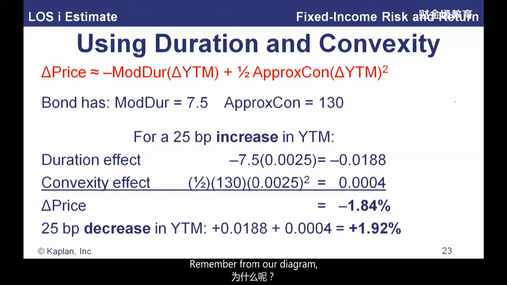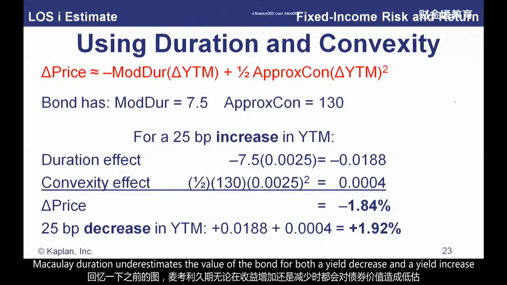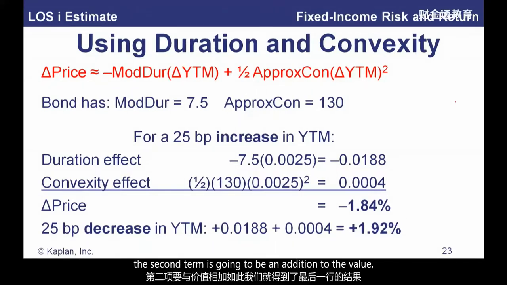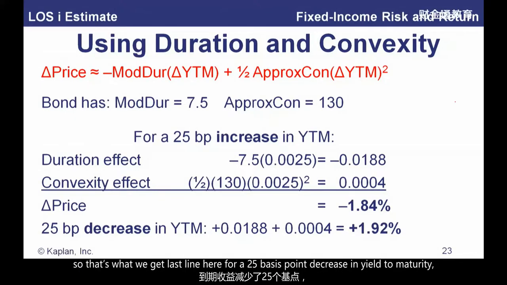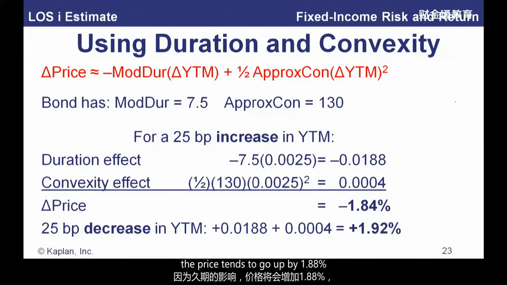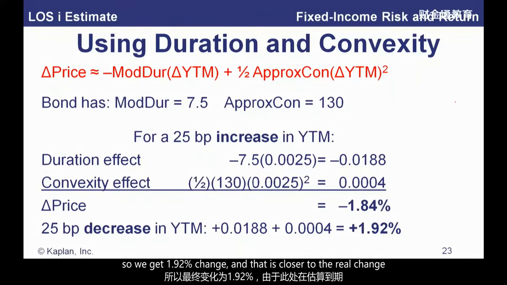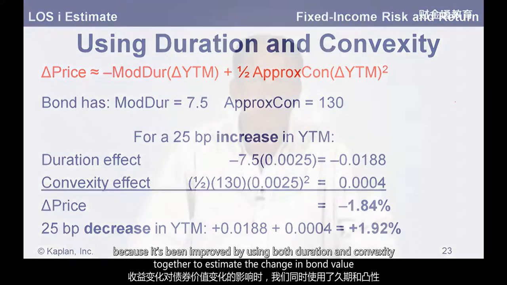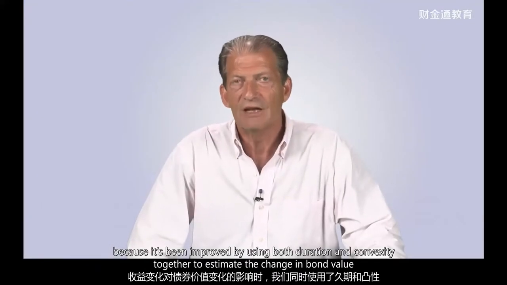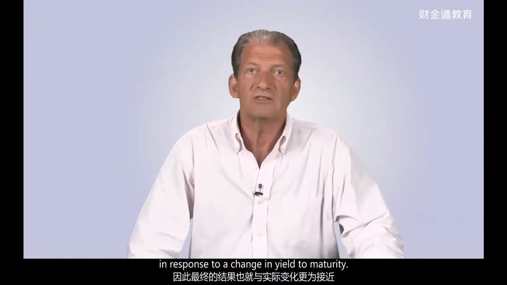And why? Well, remember from our diagram, Macaulay duration underestimated the value of the bond for both a yield decrease and a yield increase. So that's why with positive convexity, this second term is going to be an addition to the value. So that's what we get in that last line there for a 25 basis point decrease in yield to maturity. The price tends to go up by 1.88% because of its duration, and because of convexity, we're adding another 4 basis points to that, so we get 1.92% change, and that is closer to the real change because it's been improved by using both duration and convexity together to estimate the change in bond value in response to a change in yield to maturity.